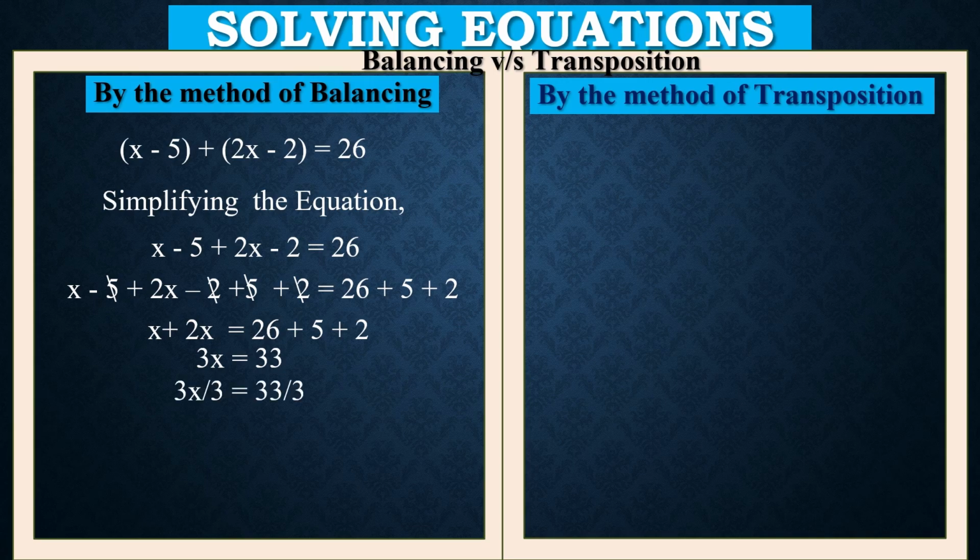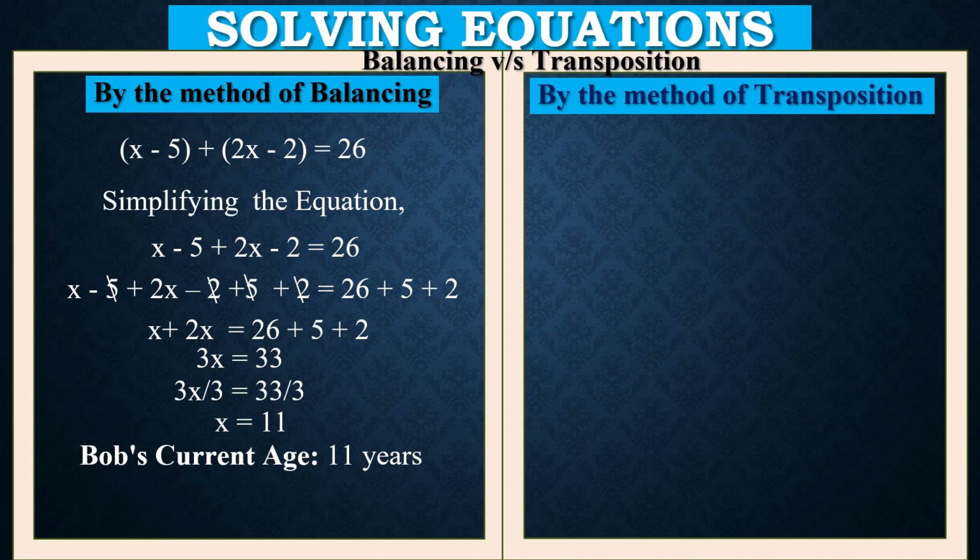Dividing both sides by 3, we get x is equal to 11. Now what is x? X is Bob's age. So Bob's current age is 11 years. Now we have to find out Alice's age. But before that, I want to show you the method of transposition.